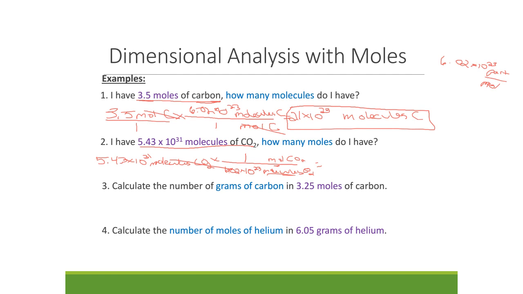Our molecules of CO2 are going to cancel out. We're left with just moles of CO2, which is what we're solving for. So I'm going to type this into my calculator, and I'm going to get my final answer. And this comes out to 9.0 times 10 to the 7th moles of CO2. Again, sig figs, 5.43 has 3 sig figs, so 9.0 is what we round this to for our final answer here.